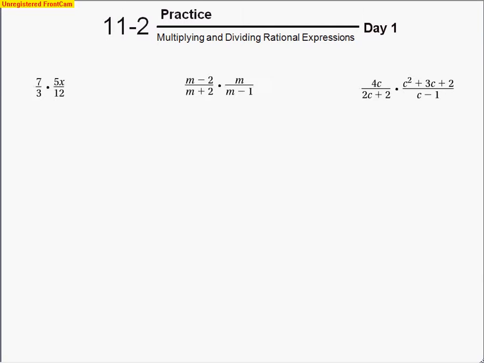This is the lesson for Chapter 11, Section 2, titled Multiplying and Dividing Rational Expressions, day number 1.